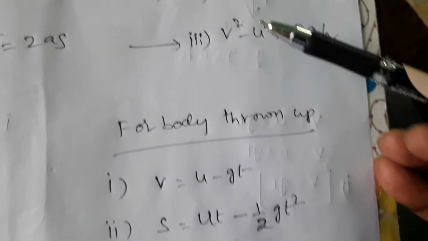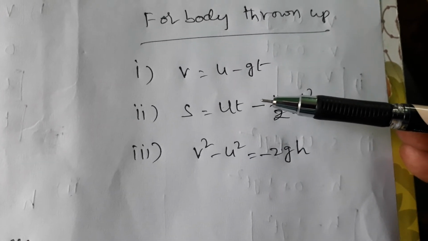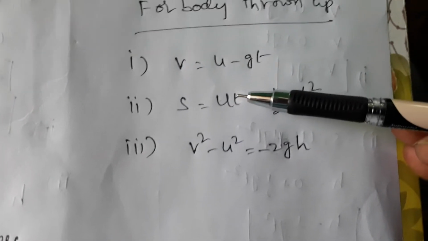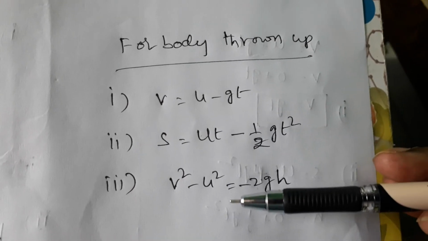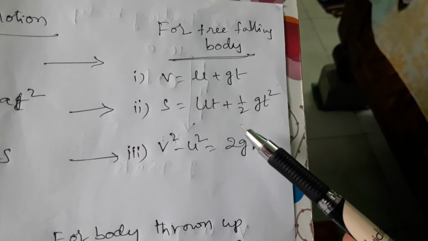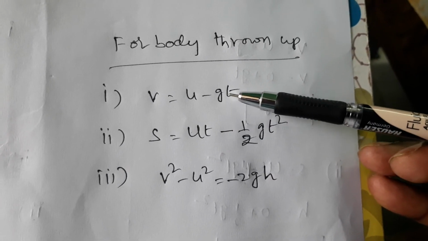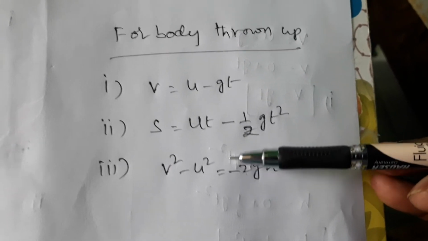And the same equations we can also apply for a body thrown up. This is for a free falling body, towards the gravity, so positive G. When a body is thrown up, it is against gravity. So minus G, negative G. That is the only difference. Positive G when the body falls towards gravity. We are throwing up means it is against gravity, so you take minus G. Wherever G is there, you take negative G, and you will get the equations.